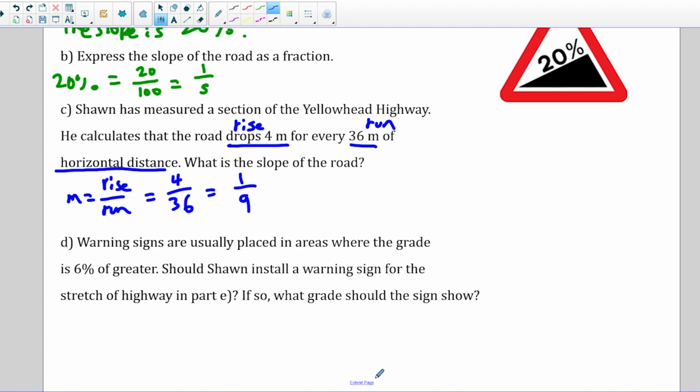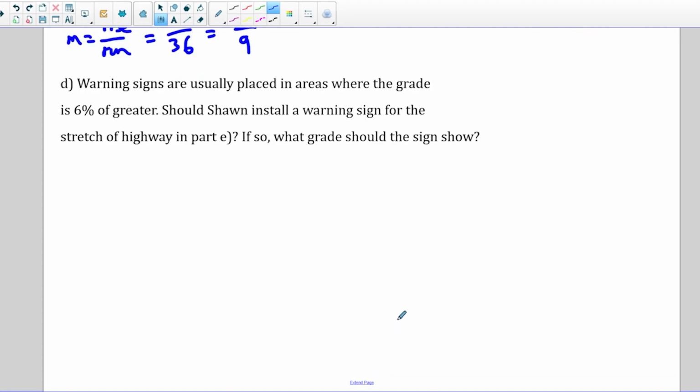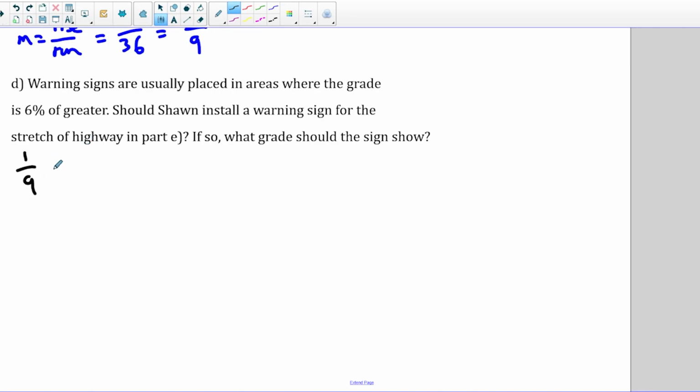Now it says that warning signs are usually placed in areas where the grade is 6% or greater. Should Sean install a warning sign for the stretch of highway in Part E? If so, what grade should the sign show? If I plug in 1/9 on my calculator, I end up getting an answer of 0.1 repeating. So 0.1 repeating is the same thing as about 11.1%, because now I've multiplied this by 100 to give me 11.1%.